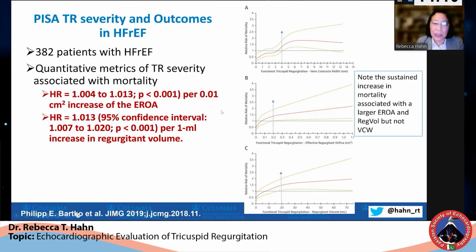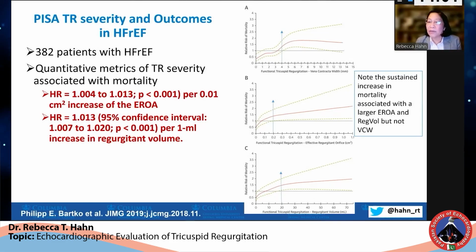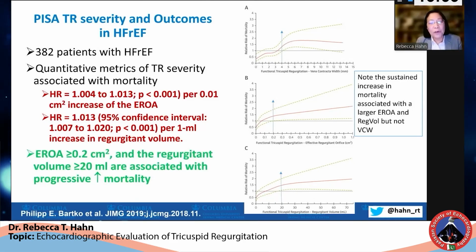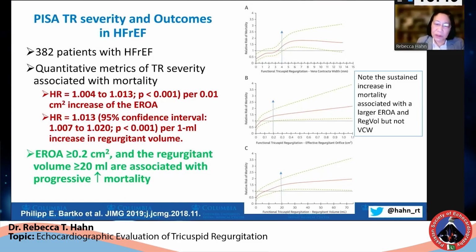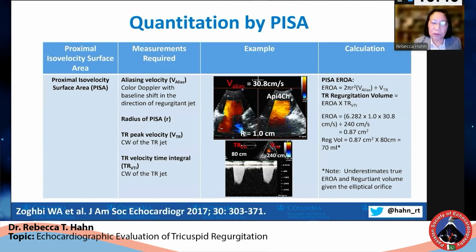And so, although that increase in mortality seems to plateau when you're looking at regurgitant volume and vena contracta width, it does not plateau with regurgitant orifice area. And therefore, even mild regurgitant orifice area, in this study, is associated with adverse outcomes. So it really is important that we determine regurgitant orifice area.